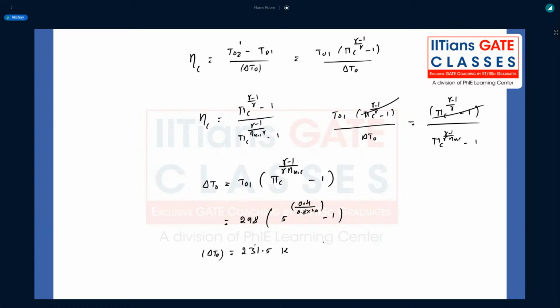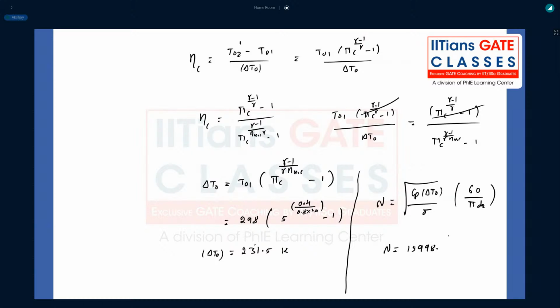So you keep that back in the equation we just got for rotational speed. That is the square root of Cp delta T naught divided by sigma, into 60 by pi d2. So you keep all the numbers: 1004, 231.5, 0.92, 60, pi, and d is 0.6 meters. So you will get revolutions per minute as 998 point something.